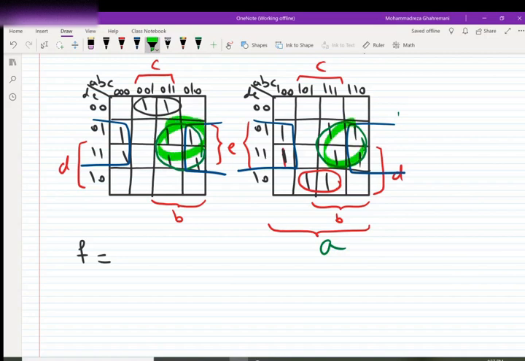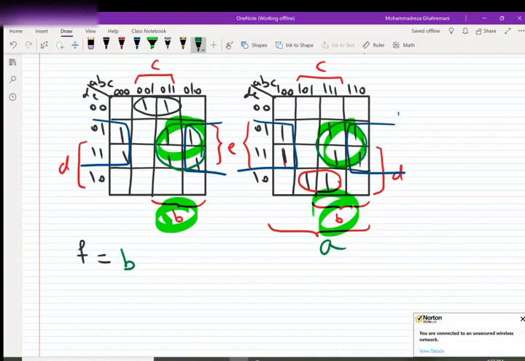For all of them, B is 1. So we say B. What about C? If we look at C, we see that for some of them it is 1, for some of them it is 0. What about D? D is also changing. What about E? E is constant, so it's BE. This is for the given group.